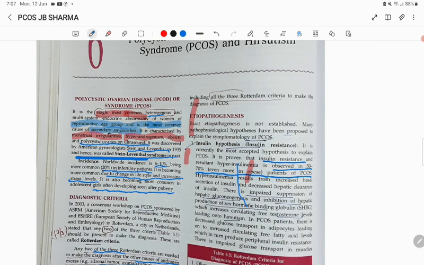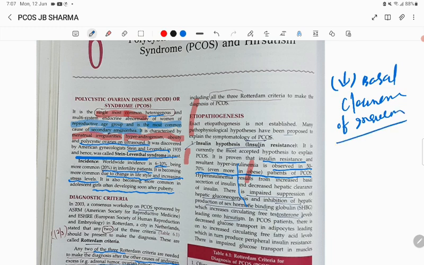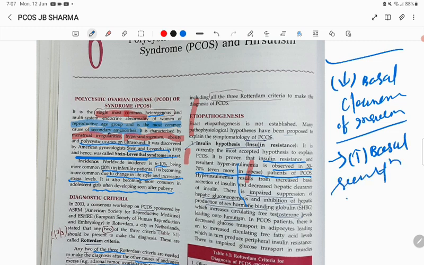Two things: one is decreased basal clearance of insulin. The second one is increased basal secretion of insulin.